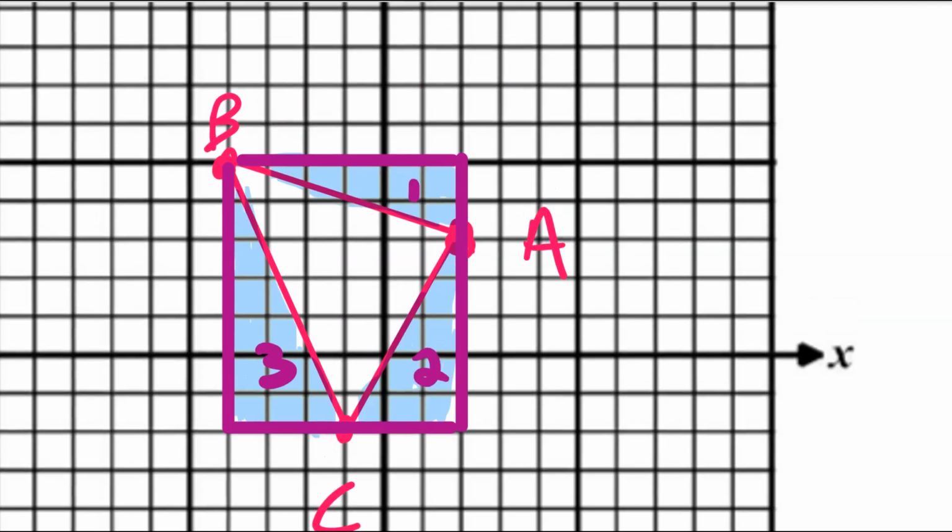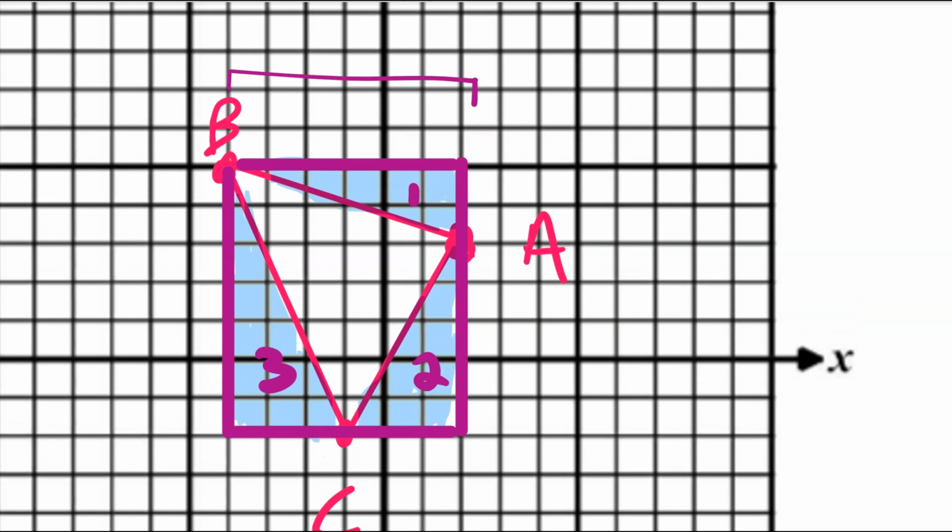It looks like between B and that piece right there, it's 6 units long, if you count carefully. That would be 2 units long. From A down here, there are 5 units there. 3 units right here. 3 units on the other side as well. And 7 units for that longer side.